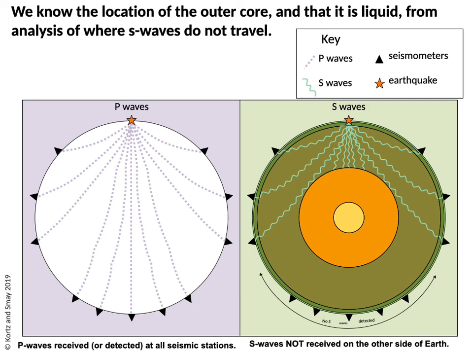The big point is that S waves tell us that material in the Earth is liquid and where it's located. And it turns out the only liquid layer is the outer core.